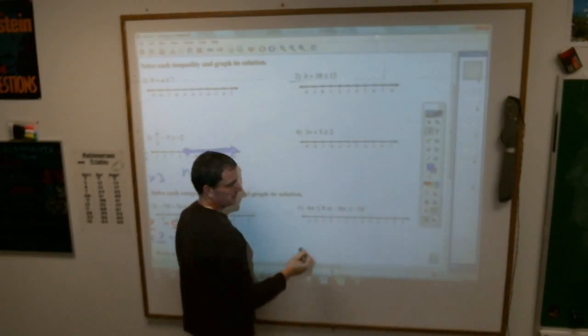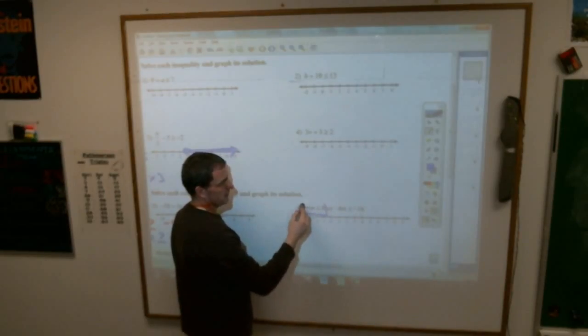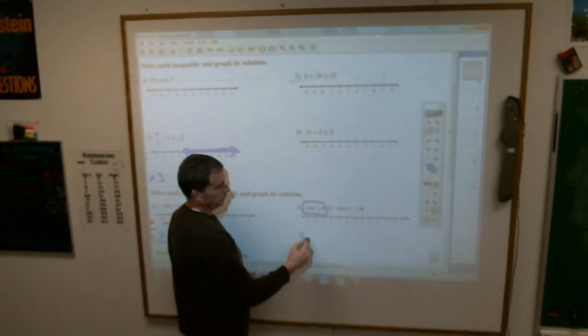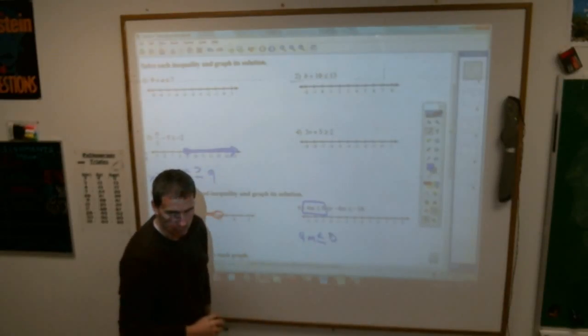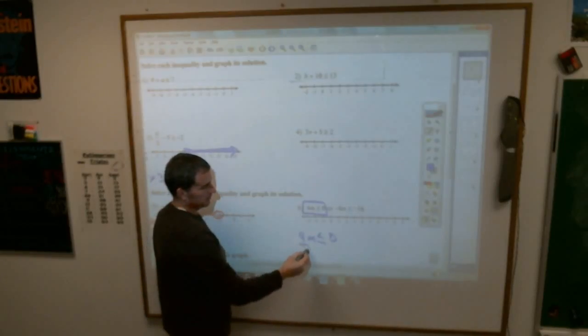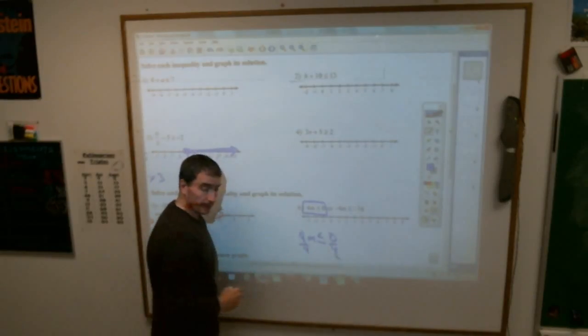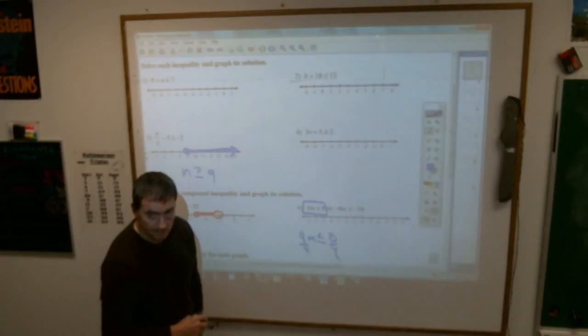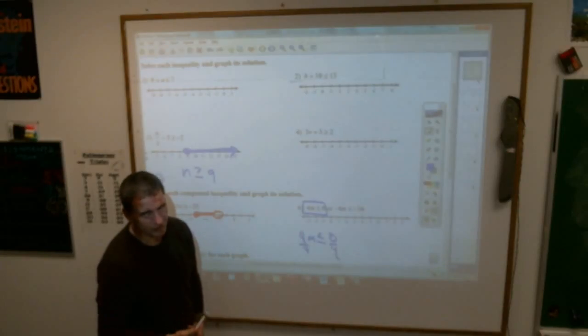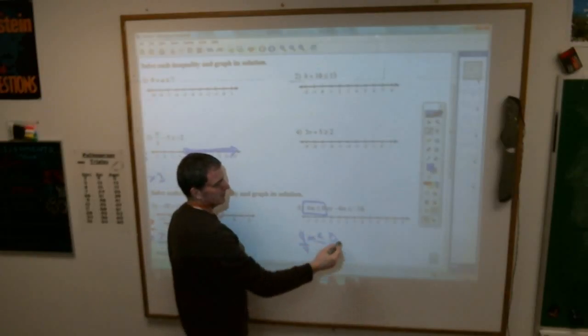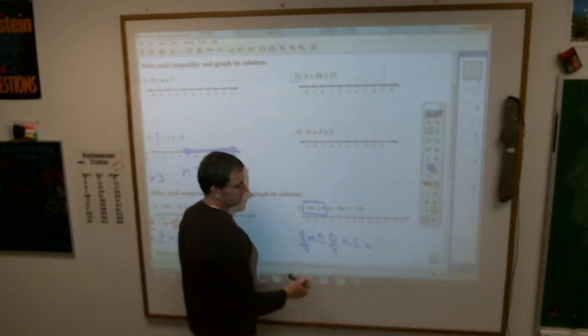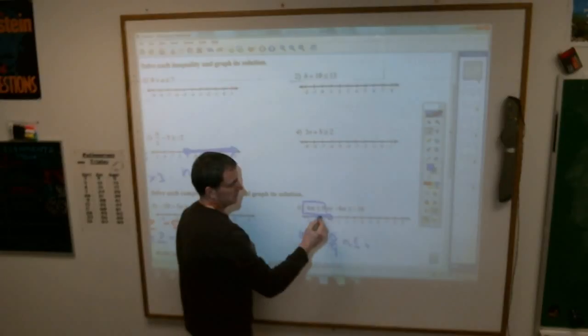Looking at this one right here. This is an OR one. OR ones just get solved separately. If 4m is less than or equal to 0, you solve that by, Madison, dividing by 4. Can I divide 0 by 4, Madison? Yeah, 0 divided by 4 is 0. I can't take 4 divided by 0, but I can divide 0 by 4. So m is less than or equal to 0.